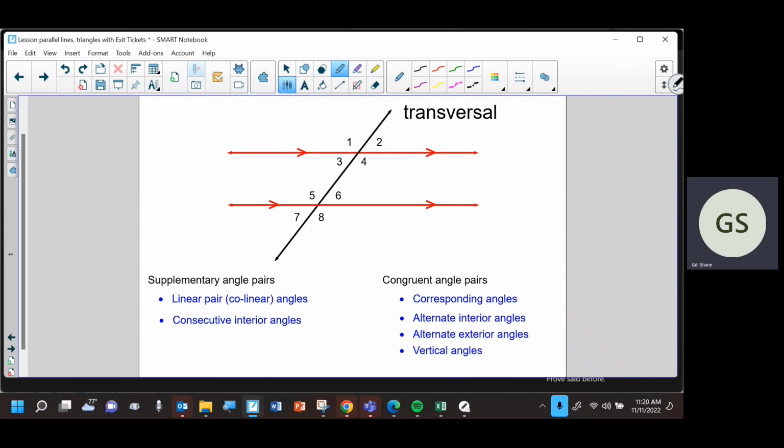They were still alternate exterior. There's always 2 pairs of alternate interior and 2 pairs of alternate exterior. Because these are alternate interior, but so are these. These are alternate exterior, but so are these. So there's always 2 pairs. That was still the same.